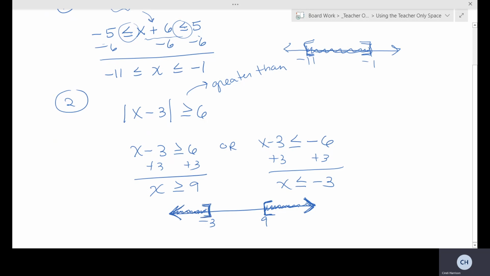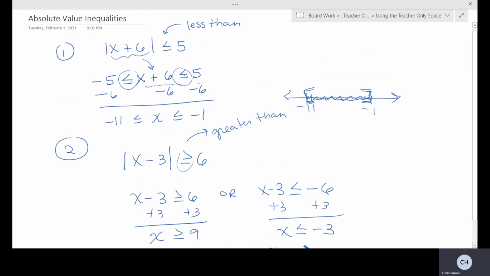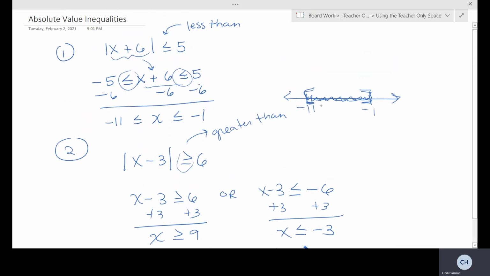So this will always be the case. When it's a greater than, it's going to be the outside pieces of the number line, if you will. And when it's a less than, it's going to be the piece in the middle, just like we put our original absolute value expression in the middle.